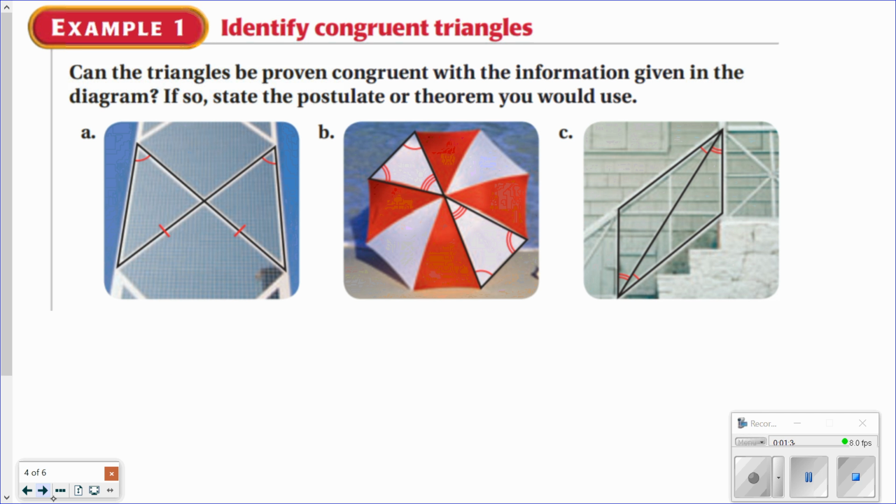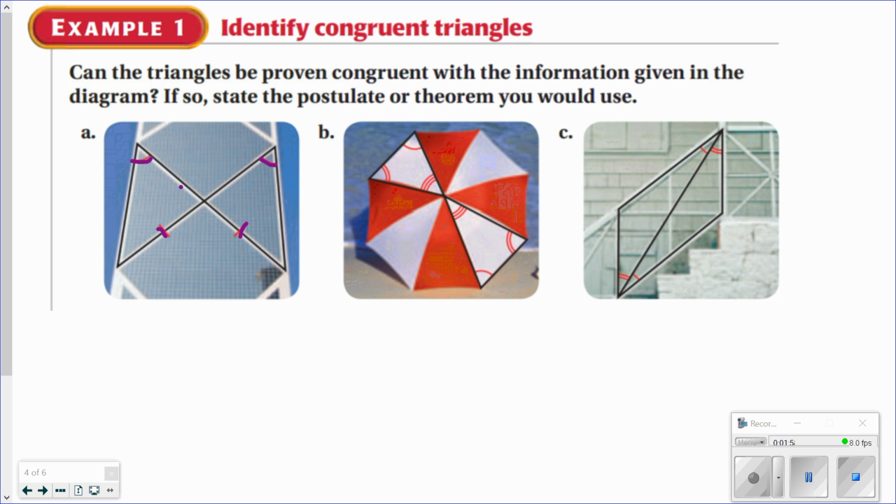Can the triangles be proven congruent with the information given in the diagram? If so, state the postulate or theorem you would use. All right, so let's look at the first diagram here. So I see an angle and an angle that's congruent. I see a side and a side. But this isn't enough information. We need three terms here.